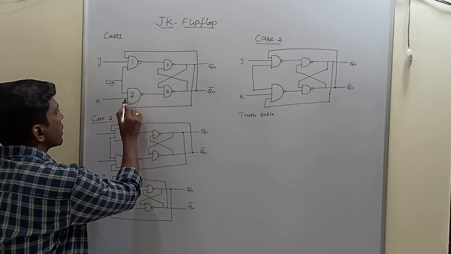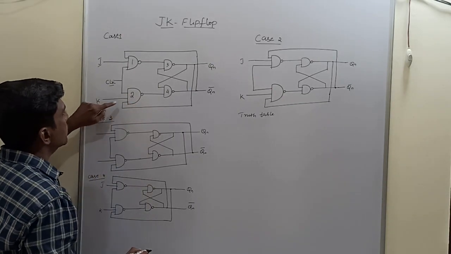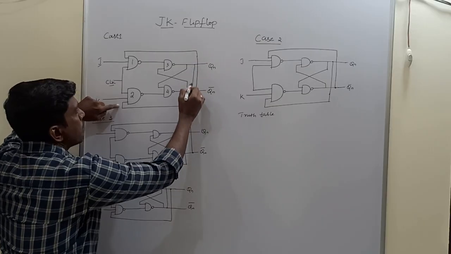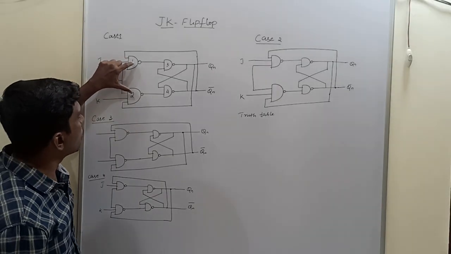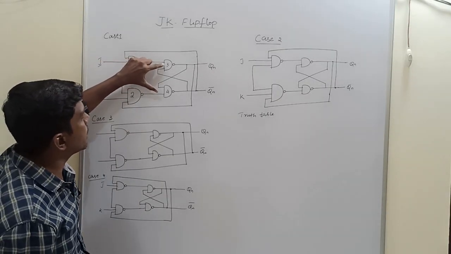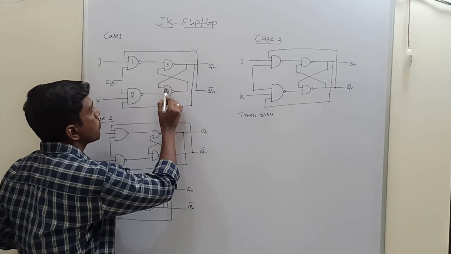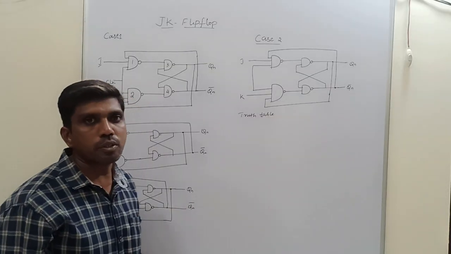Then for the second NAND gate, the first input comes from the clock, the next input from K, and the third input from Qn. So the Qn value is given to the input of the second NAND gate. These two outputs are given to the inputs of gates 3 and 4. Qn is connected to NAND gate 4 and Qn bar is connected to NAND gate 3. So it's a simple logic diagram.